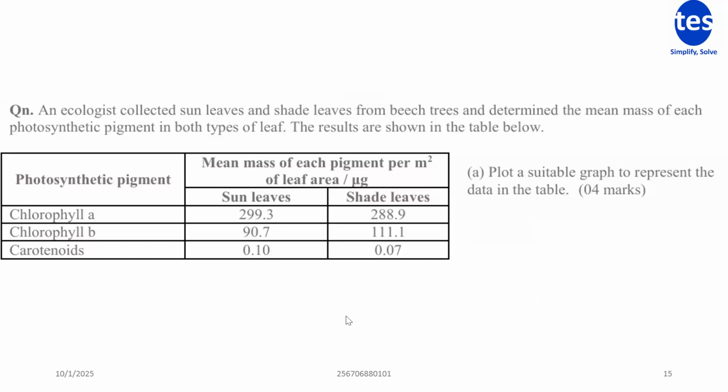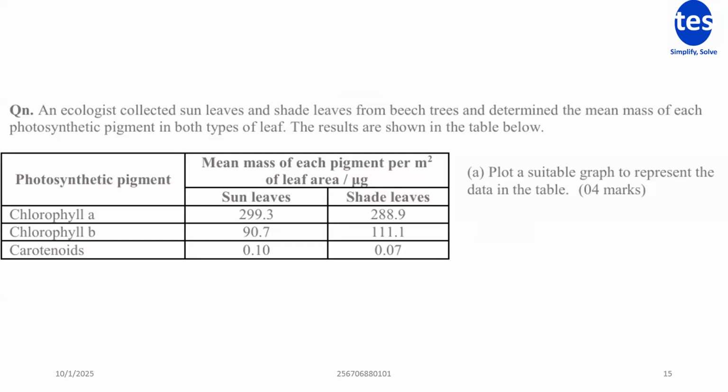Here they gave you: an ecologist collected sun leaves and shade leaves from beech trees and determined the mean mass of each photosynthetic pigment in both types of leaf. The results are shown in the table below. Photosynthetic pigment, chlorophyll A, chlorophyll B, then carotenoids, and then the mean mass of each pigment per meter squared of leaf area. In this case, you see that the sun leaves were given figures, shade leaves were given figures.